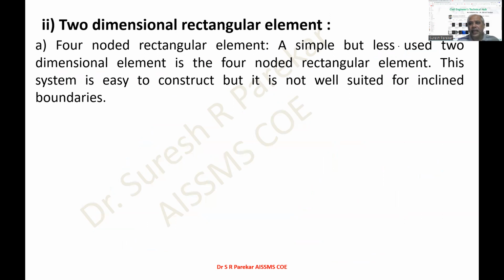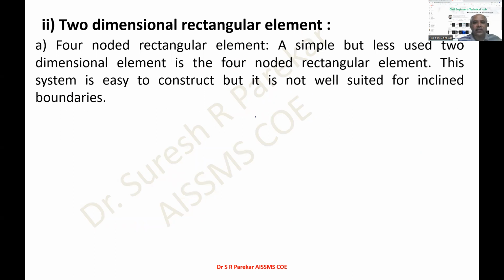A simple but less used 2-dimensional element is the 4-noded rectangular element. This is easy to construct, but it is not well suited for inclined boundaries. So when we have inclined boundaries, we prefer the triangular element. When we have rectangular boundaries, we can go with the rectangular element. But we rarely come across exact rectangular boundaries, and therefore we mostly prefer the triangular element.